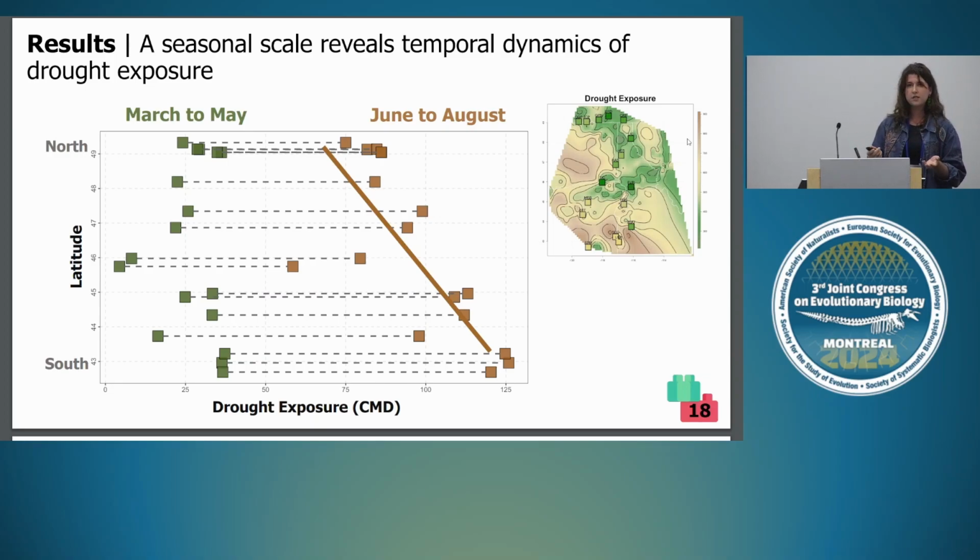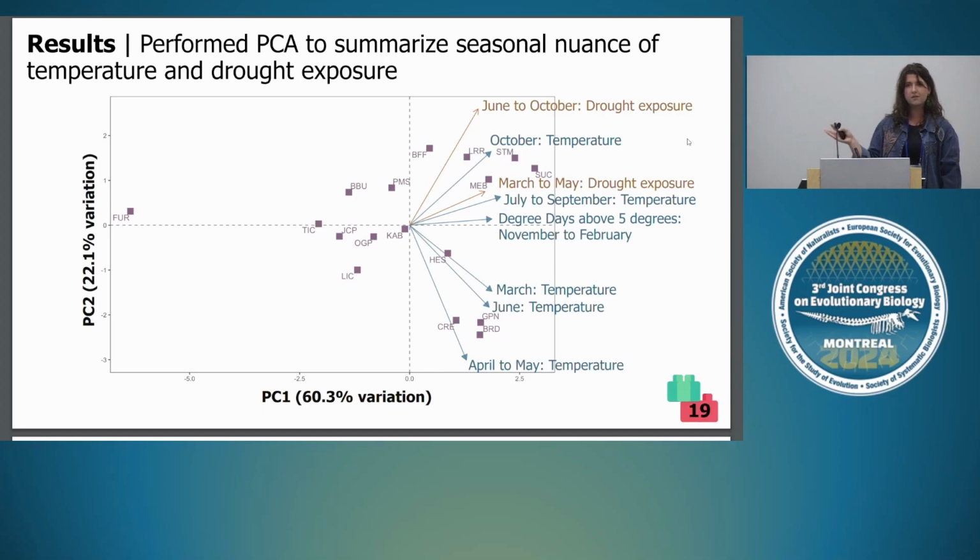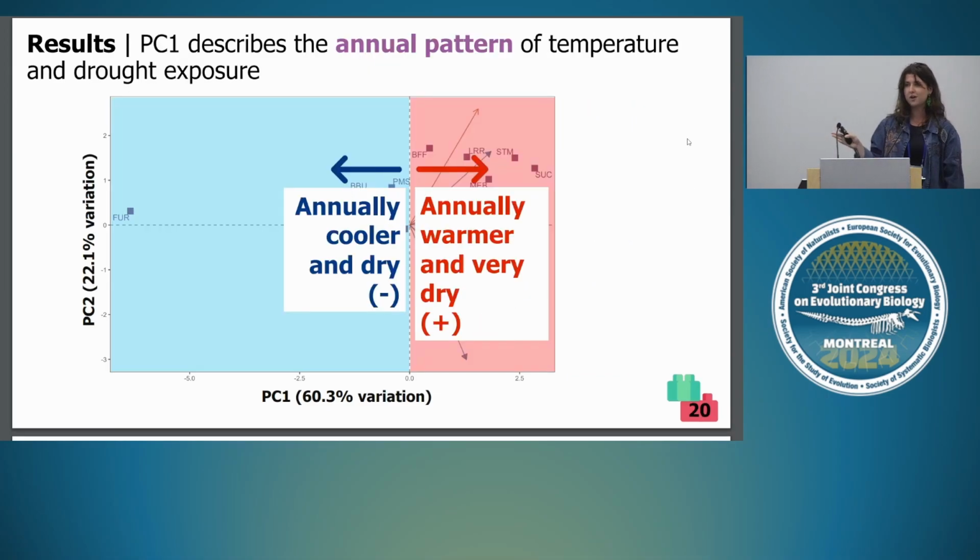So now I have all of these variables that are pretty correlated with each other throughout the year. And so in order to reduce that dimensionality and actually analyze and visualize that relationship, I stuck everything into a PCA. And once I did that, you get a lot of information, and you guys don't need to understand all of that. I'm gonna walk you through the PC1 and PC2. So for the PC1, stuff further away from me, so more negative, is going to be annually cooler and dry. So that's just the annual trend. And stuff closer to me, so more positive, is annually warmer and very dry.